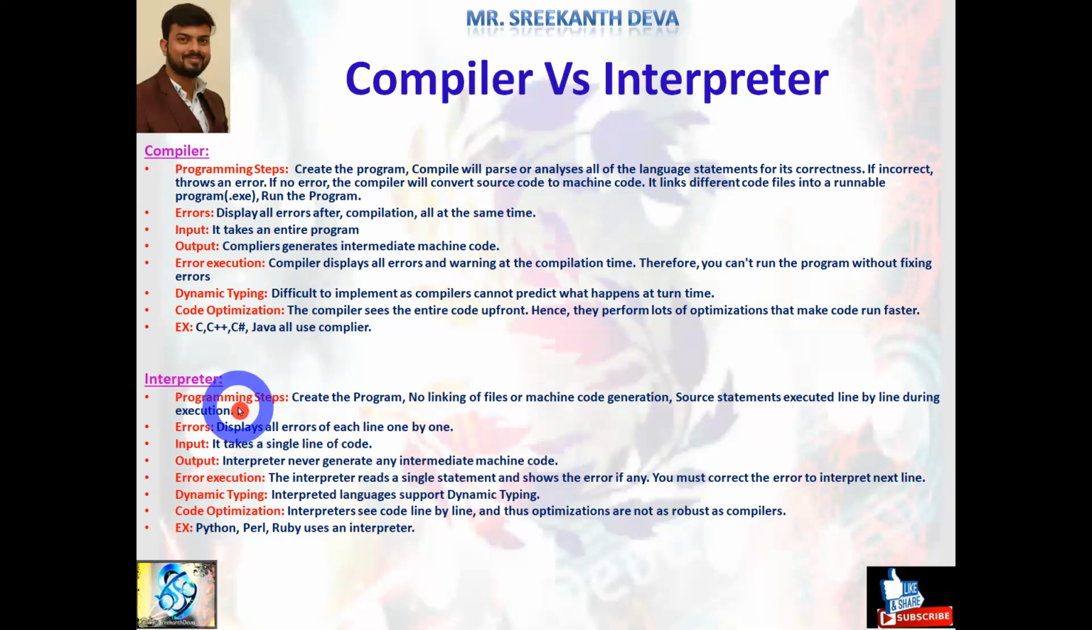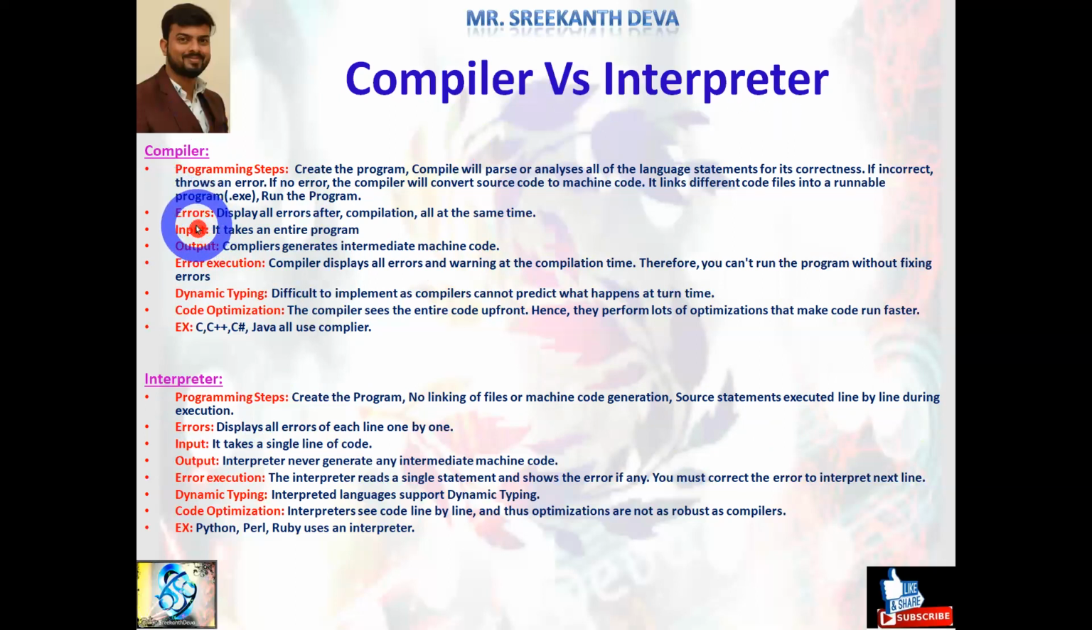Coming to the interpreter, the programming steps also involve creating the program. There is no intermediary code, no linking of files or machine code generation. The source statements are executed line by line during execution at runtime. These are the steps involved in the compiler and interpreter.